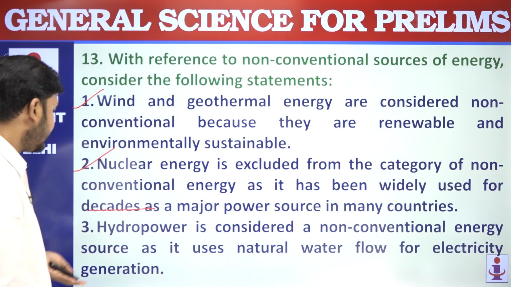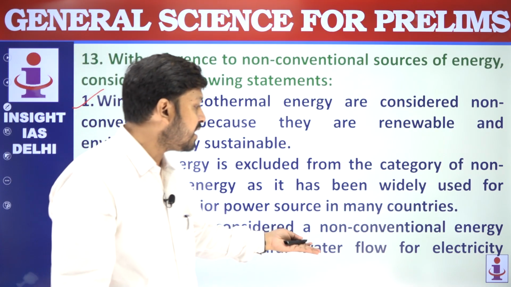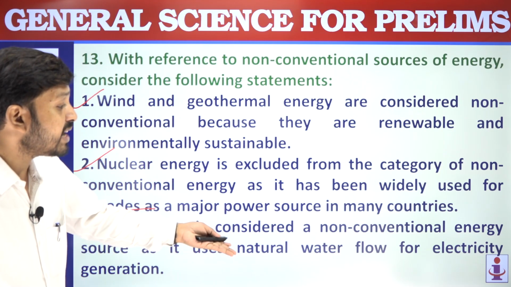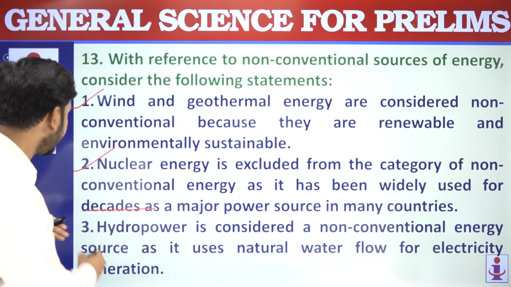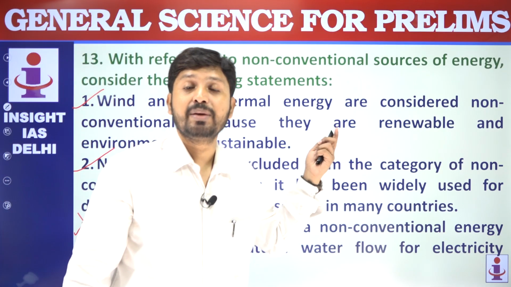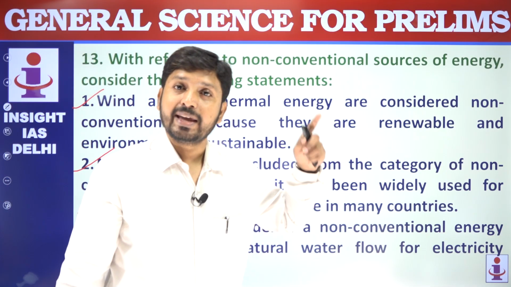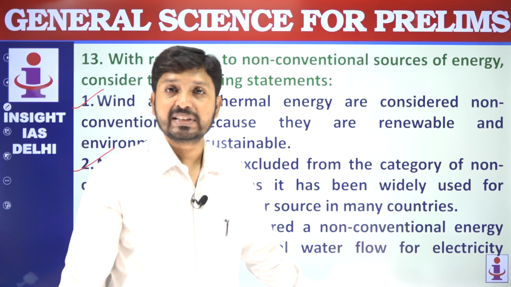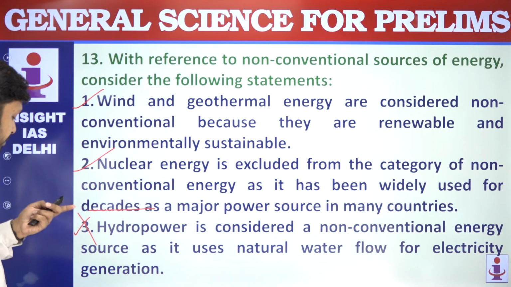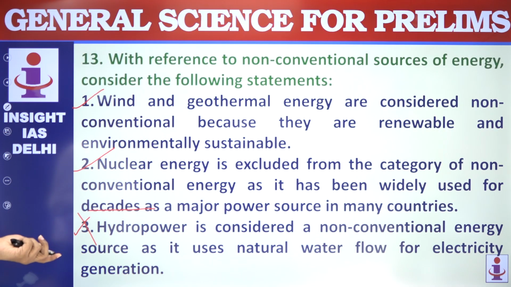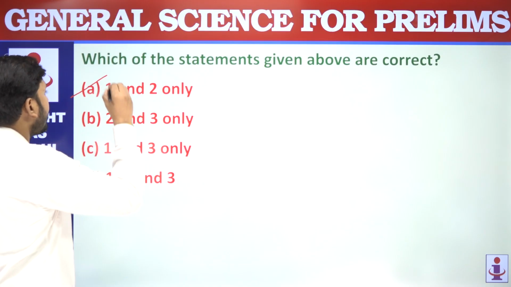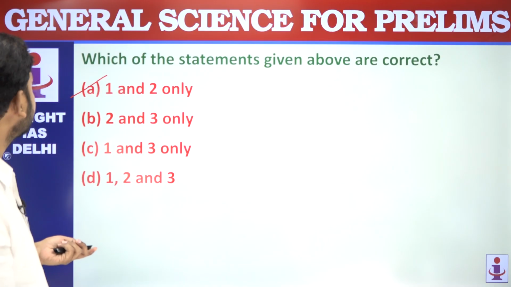This is also true. Next one, hydropower is considered a non-conventional energy source as it uses natural water flow for electricity generation. No, this is wrong, because we have been using hydropower for many decades. In that context, it is a conventional source of energy, even though it is renewable. So the third statement is wrong. So 1 and 2 are correct. What they are asking is the correct statements, so 1 and 2 are correct. That is there in option A. Is it clear? So let's go to the next question.